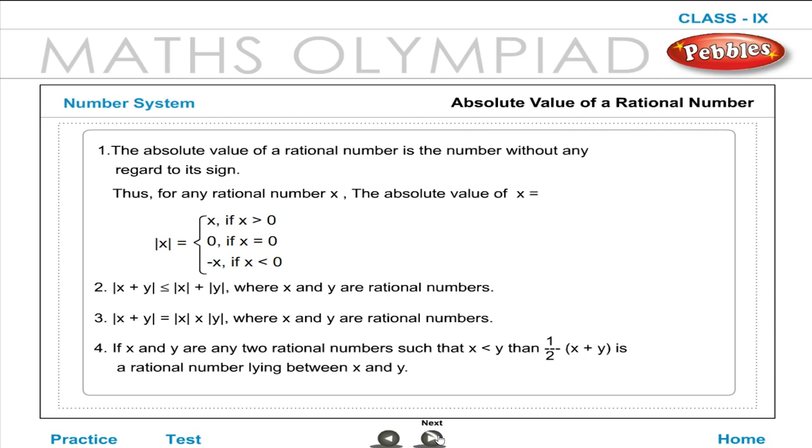The mod of x into y is equal to mod x into mod y, where x and y are rational numbers. If x and y are any two rational numbers such that x is lesser than y, then 1 by 2 into x plus y is a rational number lying between x and y.